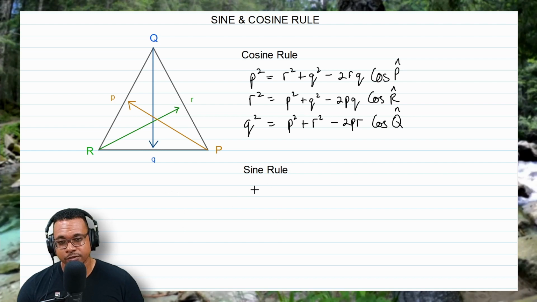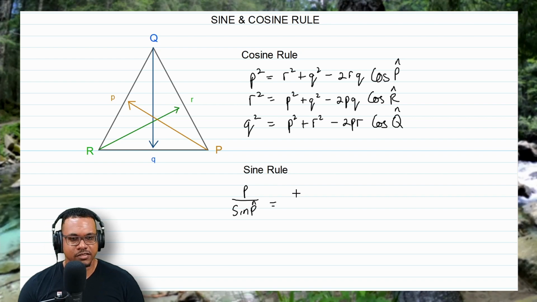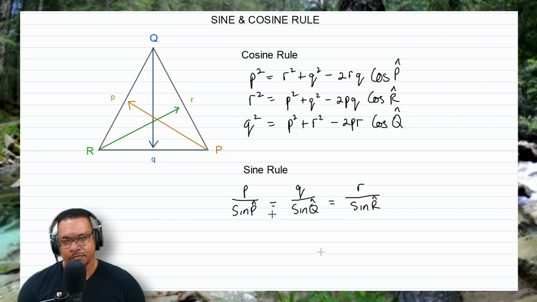And for the sine rule, we'll have p over sine capital P is equal to q over sine capital Q, which is equal to r over sine capital R. So now let's move on to using the cosine rule and the sine rule to find a missing side or a missing angle on a non-right angle triangle.